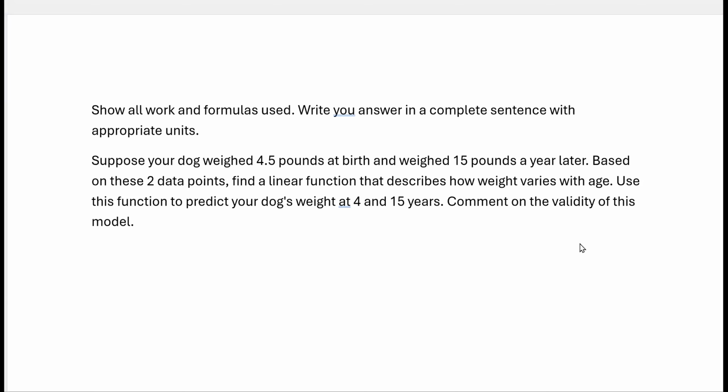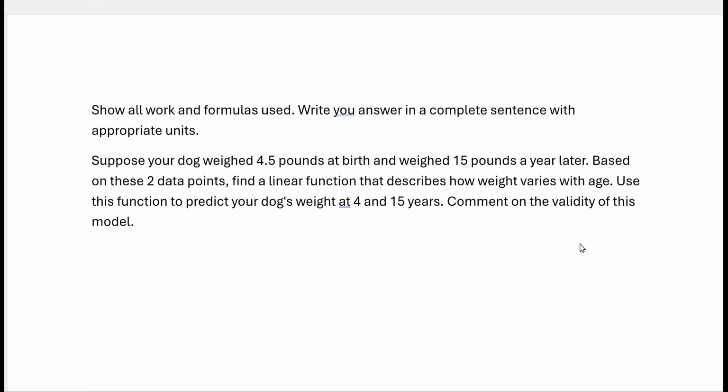So we are asked to do quite a few things. First, we need to find a linear function. Then we're going to use that function to predict the dog's weight at 4 and 15 years. And then we're going to comment on the validity of this model. Is the math that we did worth it? So let's start with the linear function.